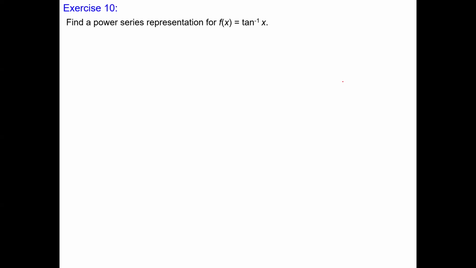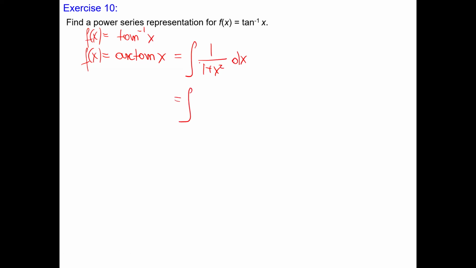This one is also interesting. Inverse tangent, or I can say arctangent. Arctangent of x, that's the same thing. I know that sometimes it's called inverse tangent, sometimes arctangent. The same thing. It doesn't look like a rational function. We cannot directly use our geometric series representation, but we may notice that the integral of a rational function like this is equal to arctangent of x. So that's what we will do. We will integrate that power series.